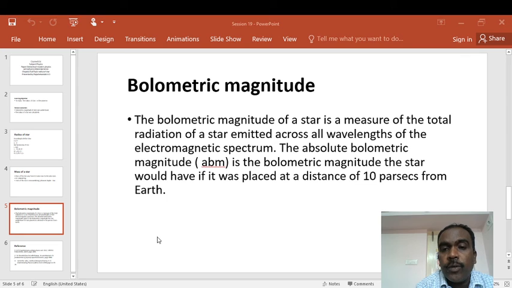The bolometric magnitude of the star is a measure of the total radiation emitted by the star across all wavelengths of electromagnetic radiation. The absolute bolometric magnitude is what a star would have if it were placed at a distance of 10 parsec from the Earth. Okay.